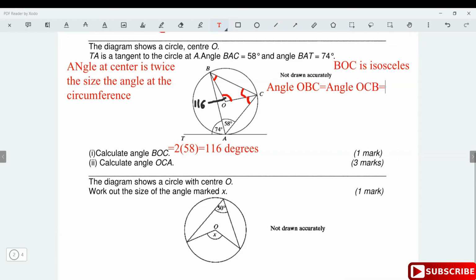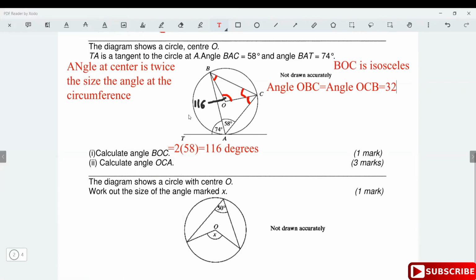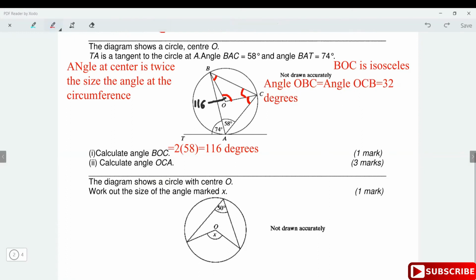I'm just going to put it in the calculator. 180 minus 116, and then divide that by 2, that's 32. So both of those are equal to 32 degrees. All right, both of those are equal to 32 degrees. So you can put that down. This up here is 32. This right here is 32 degrees.